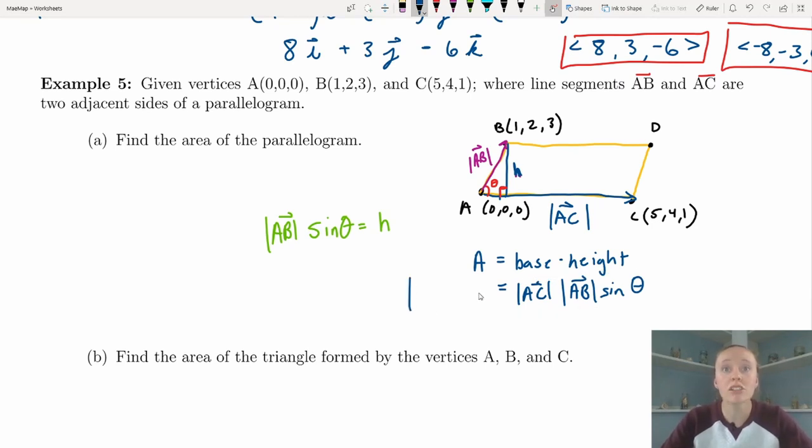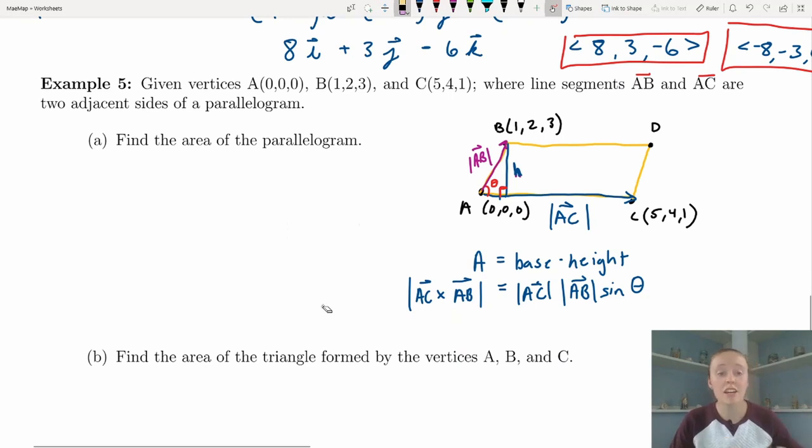That's the magnitude of the cross product between those vectors. So the magnitude of the cross product, or vector AC crossed with vector AB. In order to find the area of the parallelogram, we just have to cross vector AC with vector AB and find that magnitude. Before we do that, we have to calculate these vectors, which is kind of nice for this problem because the tail of both of those vectors is the point 0, 0, 0.